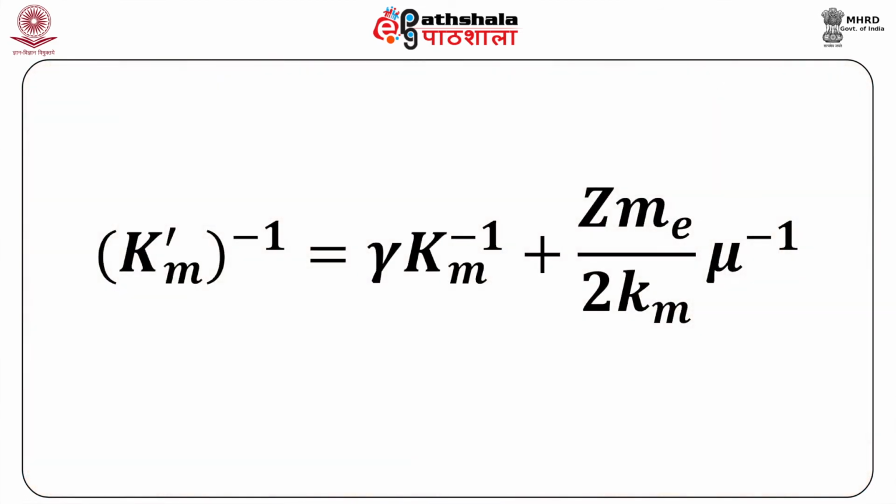The effect of the ionic strength on the apparent Michaelis constant is also predictable. If the ionic strength is represented by mu, the equation will appear as described on your screen. In this equation, Zm subscript C is the effective concentration of the charged species in the immobilized matrix. This equation gives a linear relationship between the reciprocal of the observed Michaelis constant and the ionic strength of the medium. The slope according to this linear equation is Zm subscript C divided by twice Km, and the intercept is gamma times Km, whole inverse.